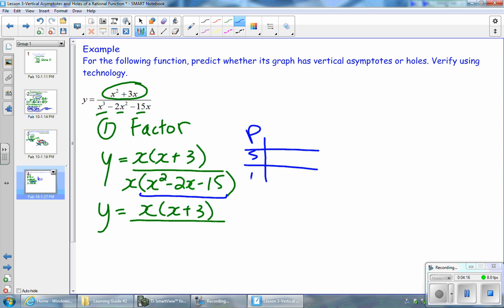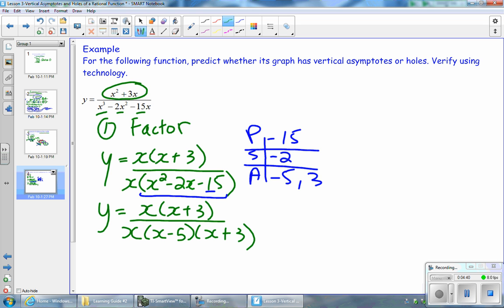So PSA, our sum is going to be negative 2. Our product is negative 15. And therefore, my two numbers are negative 5 and 3. So my factors on the bottom are going to be x, and x minus 5, and x plus 3. So fully factor the rational function first. So we are fully factored.